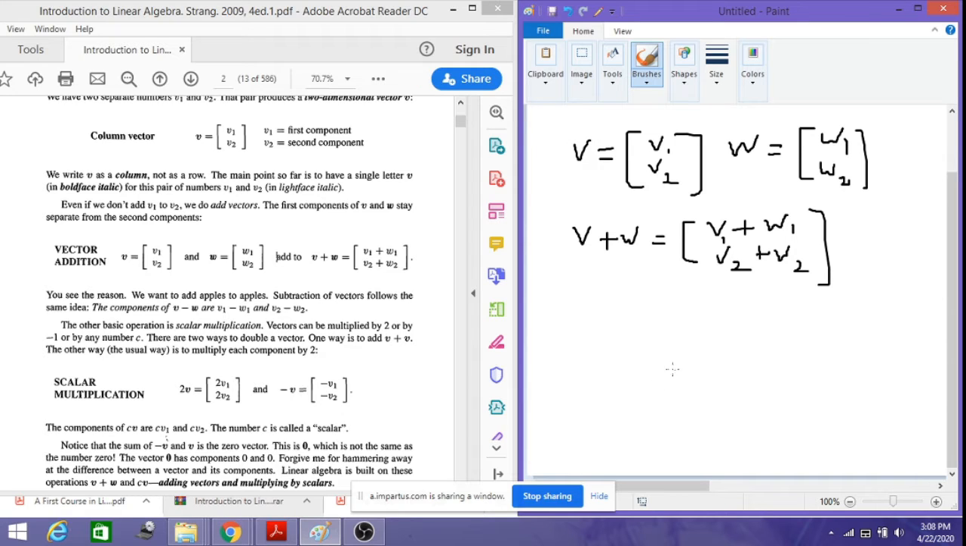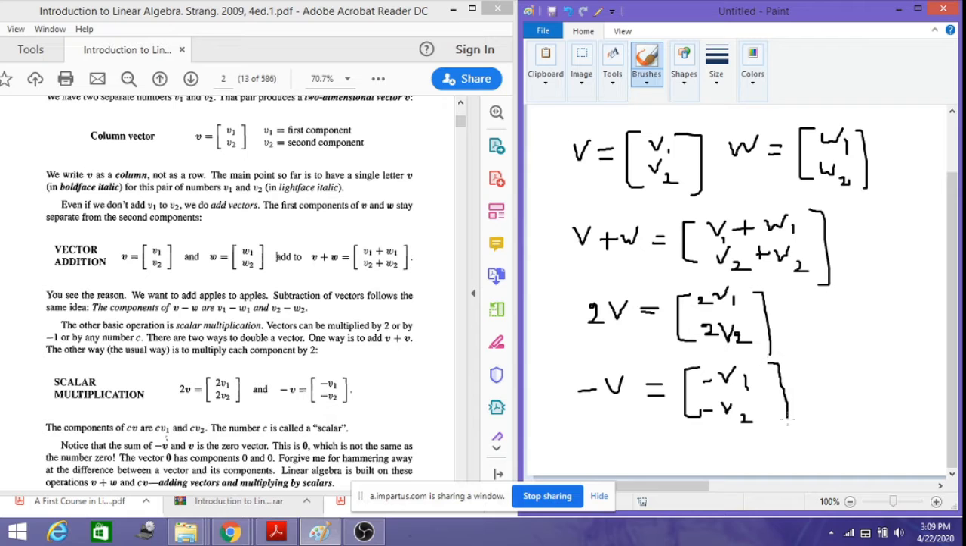Now scalar multiplication is basically a multiplication by any scalar value, means a single value with the vector. For example, if I write here 2v, it means we are multiplying this 2 with the individual components of this vector. So that is 2 into v1 and 2 into v2. Likewise, minus v vector means it is minus v1 and minus v2.